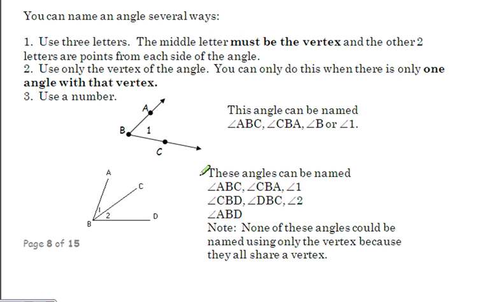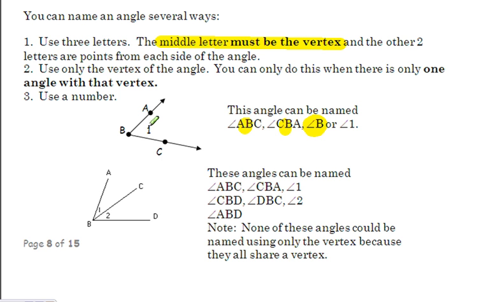Let's talk about how we name angles. We can name angles in a couple different ways. The first way is to use three letters. It's critical that the middle letter is the vertex, right? And then the other two letters are points on either side of the angle. So for example, this is angle ABC or angle CBA. B is always the middle letter. If there's just one angle coming from a vertex, then you can name it with that single letter. So this could also be angle B here.